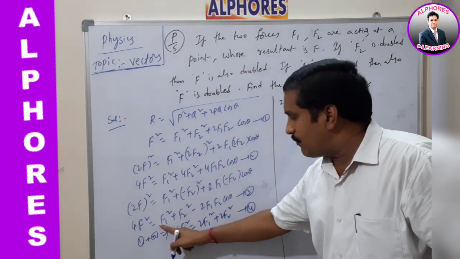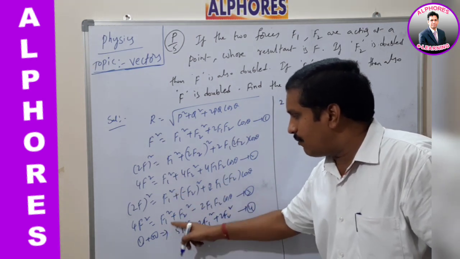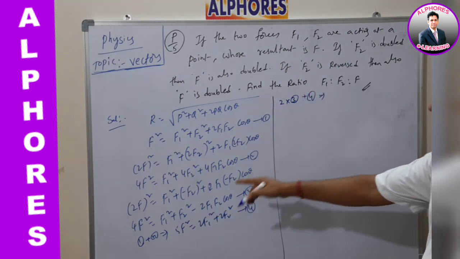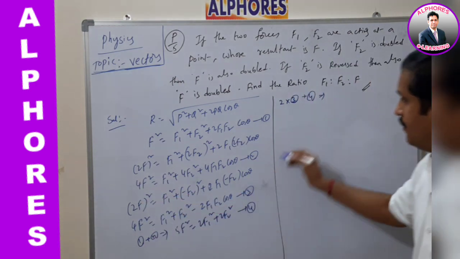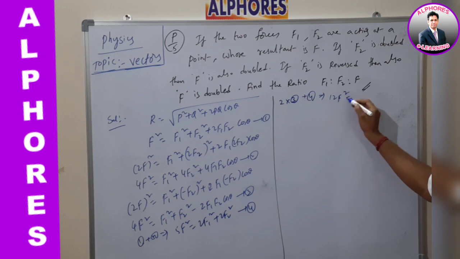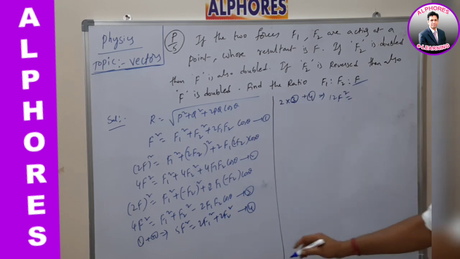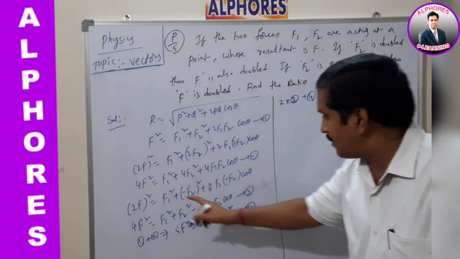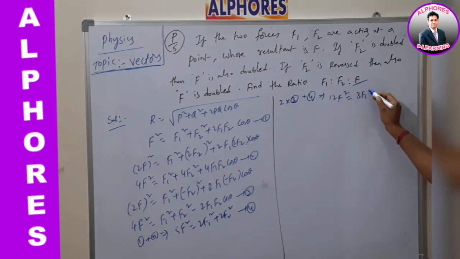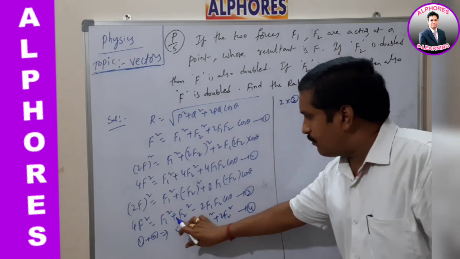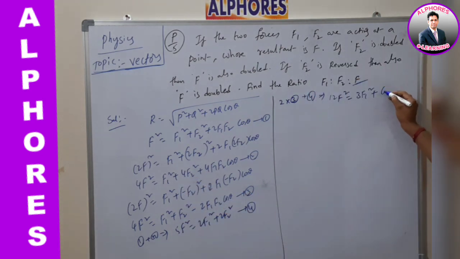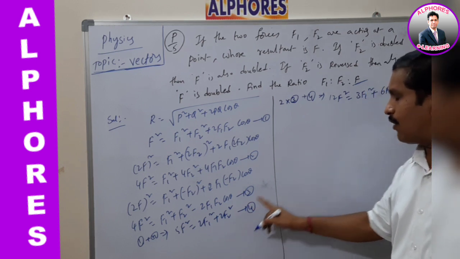Now this is 2F1 square plus 2F2 square. By adding this one, 8F square plus 4F square, that means 12F square. By adding these equations, how much am I getting? 2F1 square plus F1 square, 3F1 square. Again, plus 2F2 square plus 4F2 square, nothing but 6F2 square. This is equation number 5. So I am getting equation number 4 and 5.